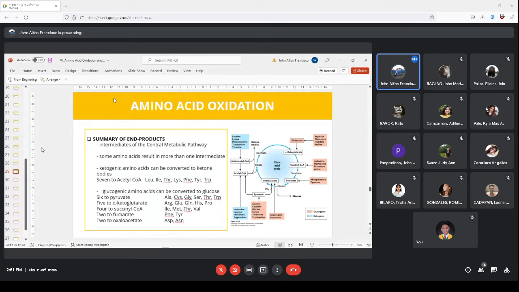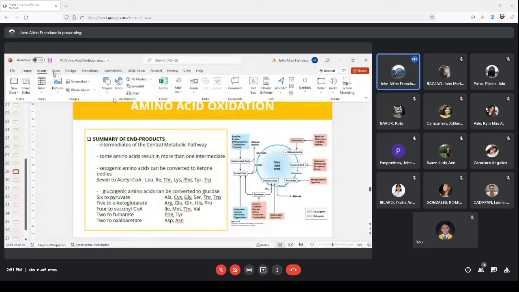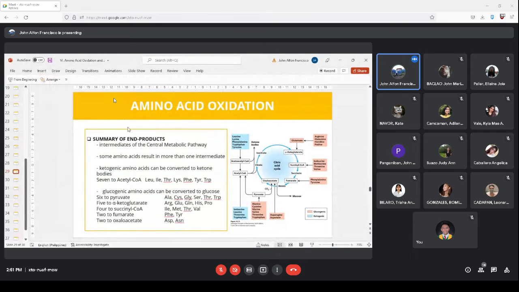It can be intermediate for the central metabolic pathways. Some amino acids result in more than one intermediate. So it can be intermediate for many starting materials or precursors for your citric acid cycle, for your glycolysis. Ketogenic amino acids can be converted to ketone bodies. So these are compounds that can be converted to acetyl-CoA, precursors for citric acid.